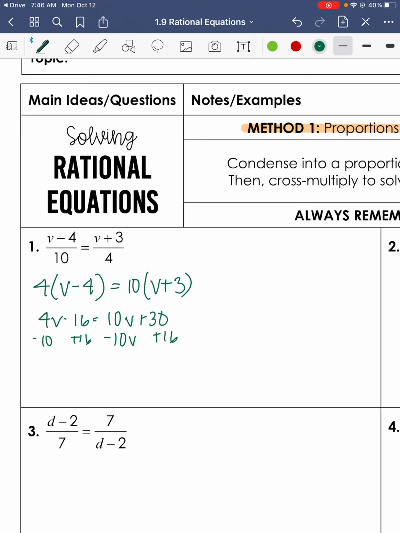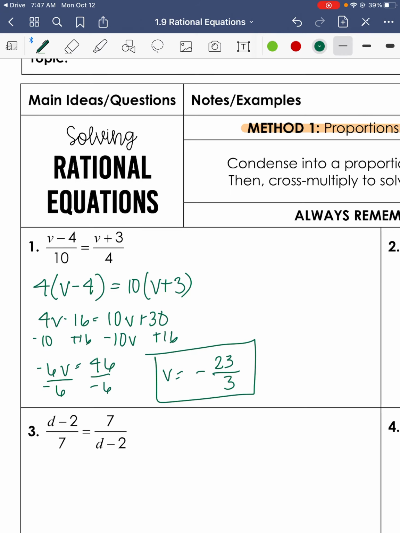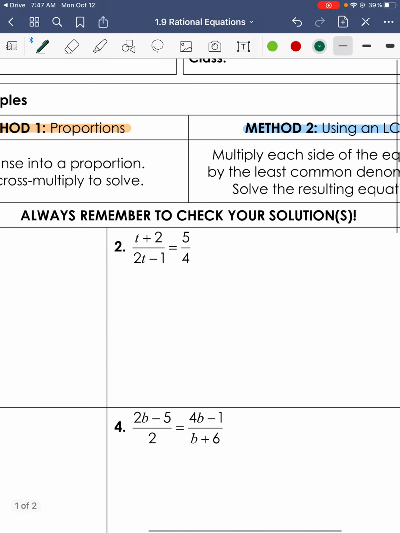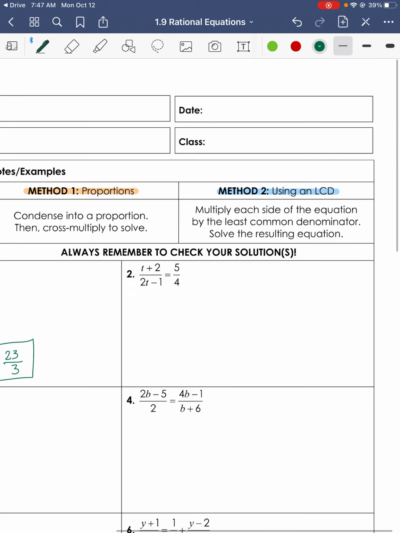So we have 4v minus 10v is negative 6v, and then 30 plus 16 is 46, divided by negative 6. We get v is equal to negative, let's see, 46 over 6. I think we can just do that in half, 23 thirds, negative 23 thirds. And that's that one. Okay, so that one was pretty straightforward. Let's try the same method here on number 4.